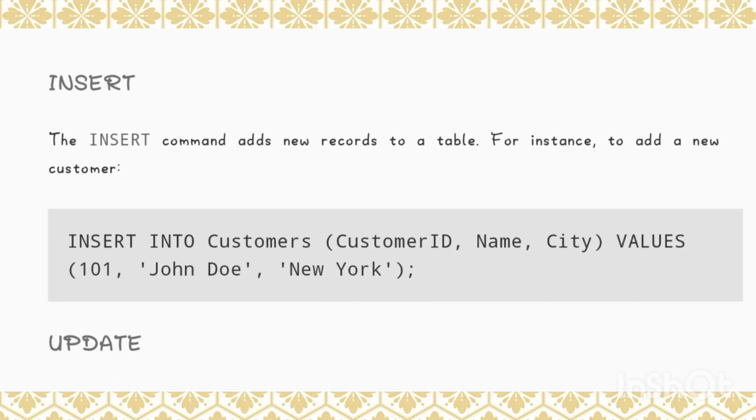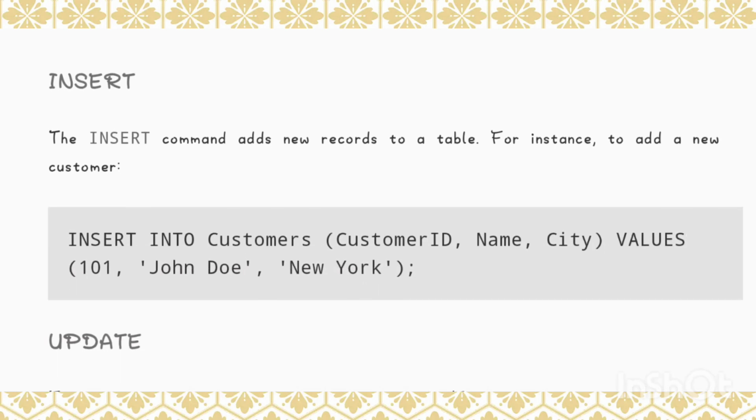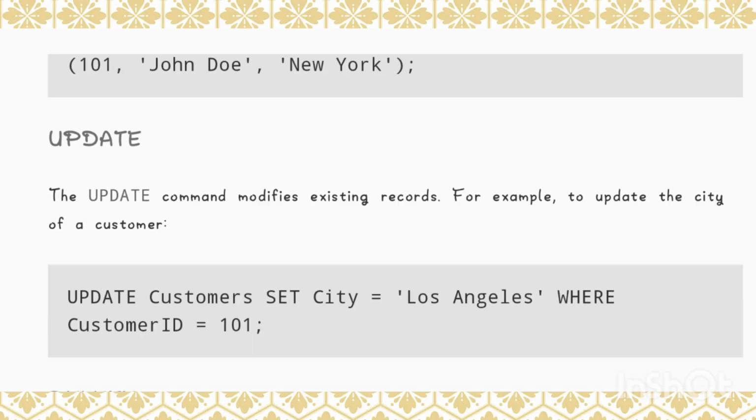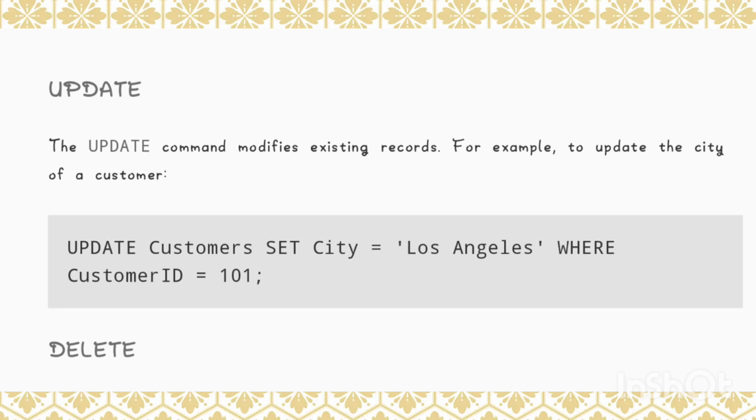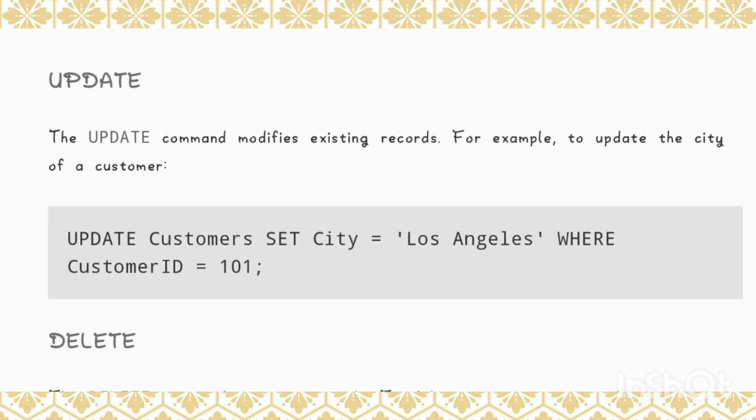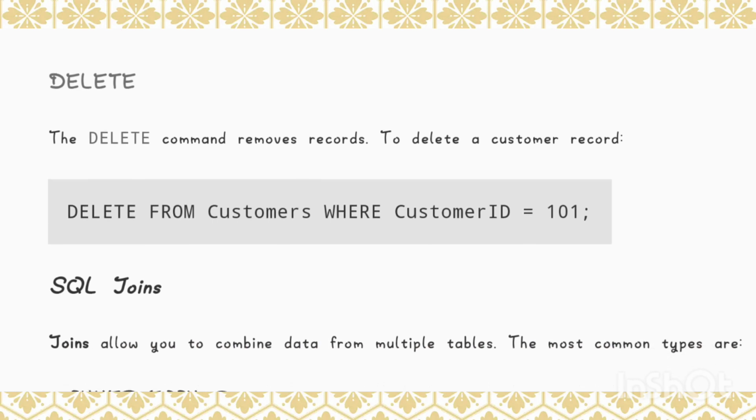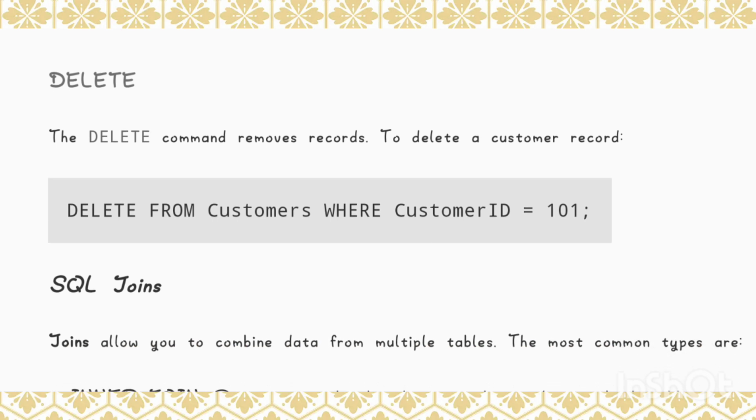Insert. The insert command adds new records to a table. For instance, to add a new customer, SQL: INSERT INTO customers (customer ID, name, city) VALUES (1, 'John Doe', 'New York'). Update. The update command modifies existing records. For example, to update the city of a customer, SQL: UPDATE customers SET city = 'Los Angeles' WHERE customer ID = 101. Delete. The delete command removes records. To delete a customer record, SQL: DELETE FROM customers WHERE customer ID = 101.